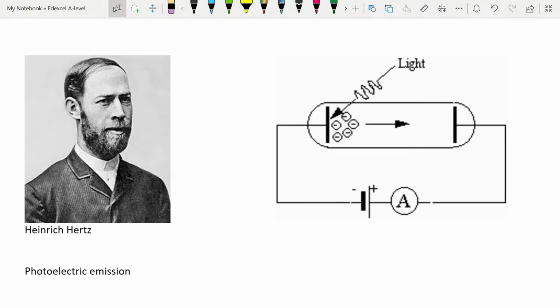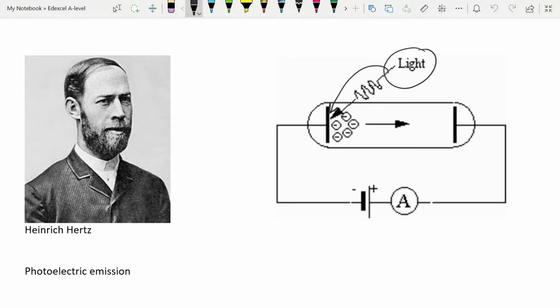This then is Heinrich Hertz, famous for being the unit of frequency. And he discovered the phenomenon of photoelectric emission, which of course is the emission of electrons by light. The same principle applies though. The light transfers the energy to the electrons in the cathode here. They absorb that energy, they leave the cathode and accelerate towards the anode.